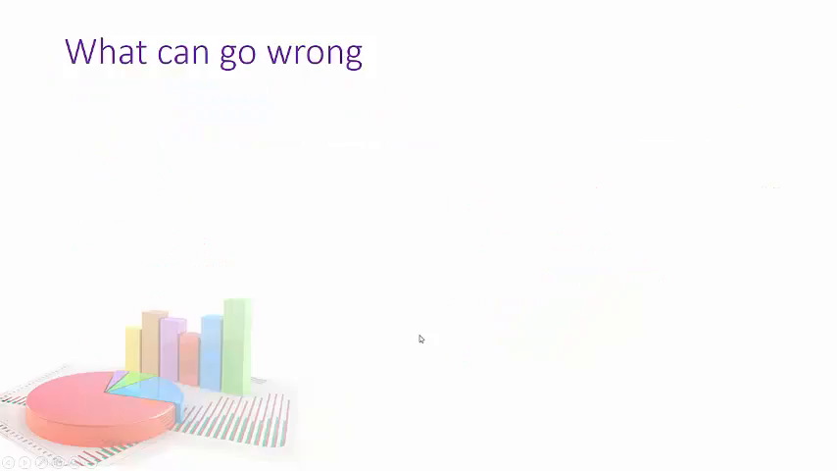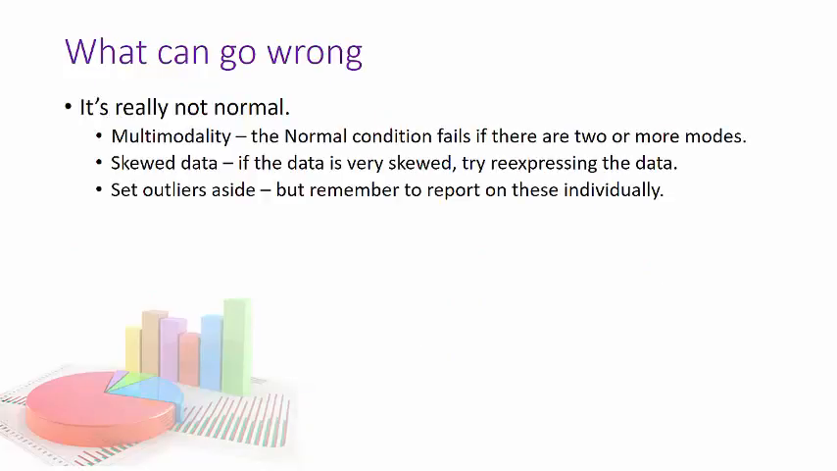Now, don't forget, you want to be careful. There are many things that can go wrong in statistics. Maybe your data is really, really not normal. Be careful of multimodality. If there are 2 or more modes, and by that I mean really separated, distinct modes, not maybe just a little peak in the mountain, it fails. If the data is very skewed, you can try re-expressing the data. You know, like you could take the logarithm or the square root. Set outliers aside, but remember to report on these individually.